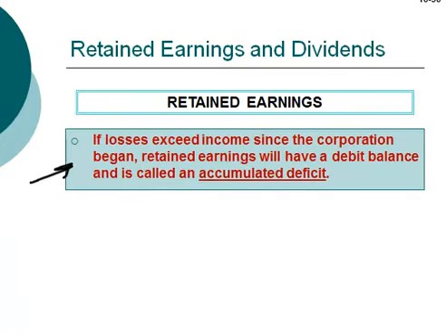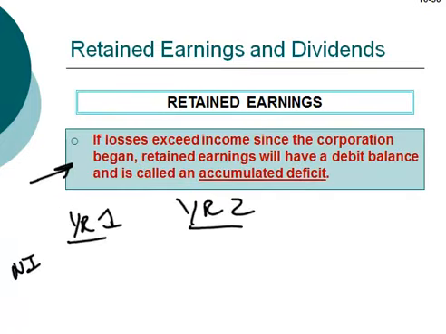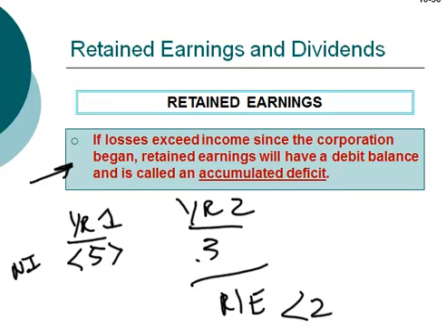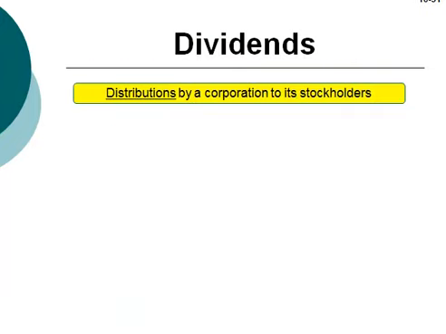The cumulative nature also applies to losses. If in year 1 we incurred a loss of 5 and a profit of 3 in year 2, our retained earnings at the end of year 2 would be a deficit of 2. At the end of year 1, it would have been a deficit of 5. We said retained earnings is net income cumulatively which has been kept in the company. Dividends represent distributions where earnings are paid back to the stockholders.